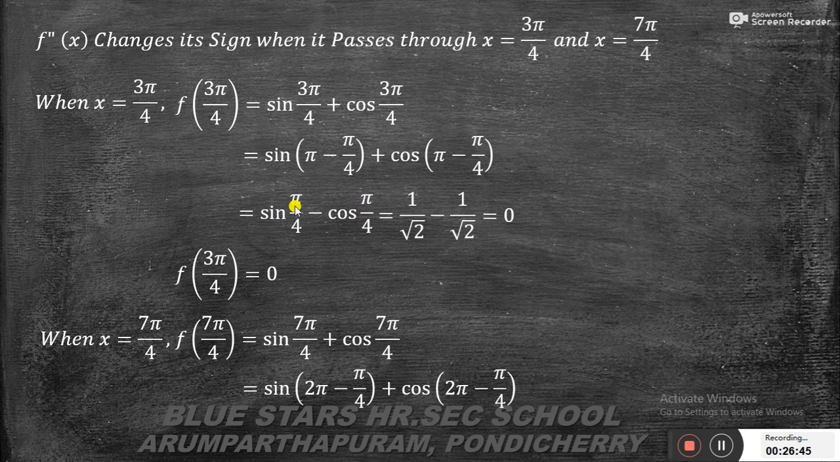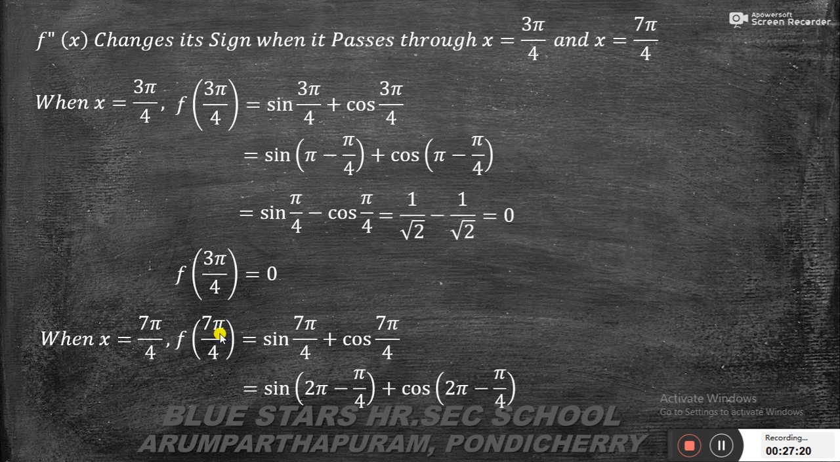In the next step, pi by 4 is 45 degrees. Sine 45 degrees is 1 by root 2, minus cos 45 degrees is 1 by root 2, equal to 0. So the 1 by root 2 terms cancel and our answer is 0. So f of 3 pi by 4 equals 0. Since f of x equals y, y equals 0 when x is 3 pi by 4. So the point is 3 pi by 4 comma 0. This is the first inflection point.